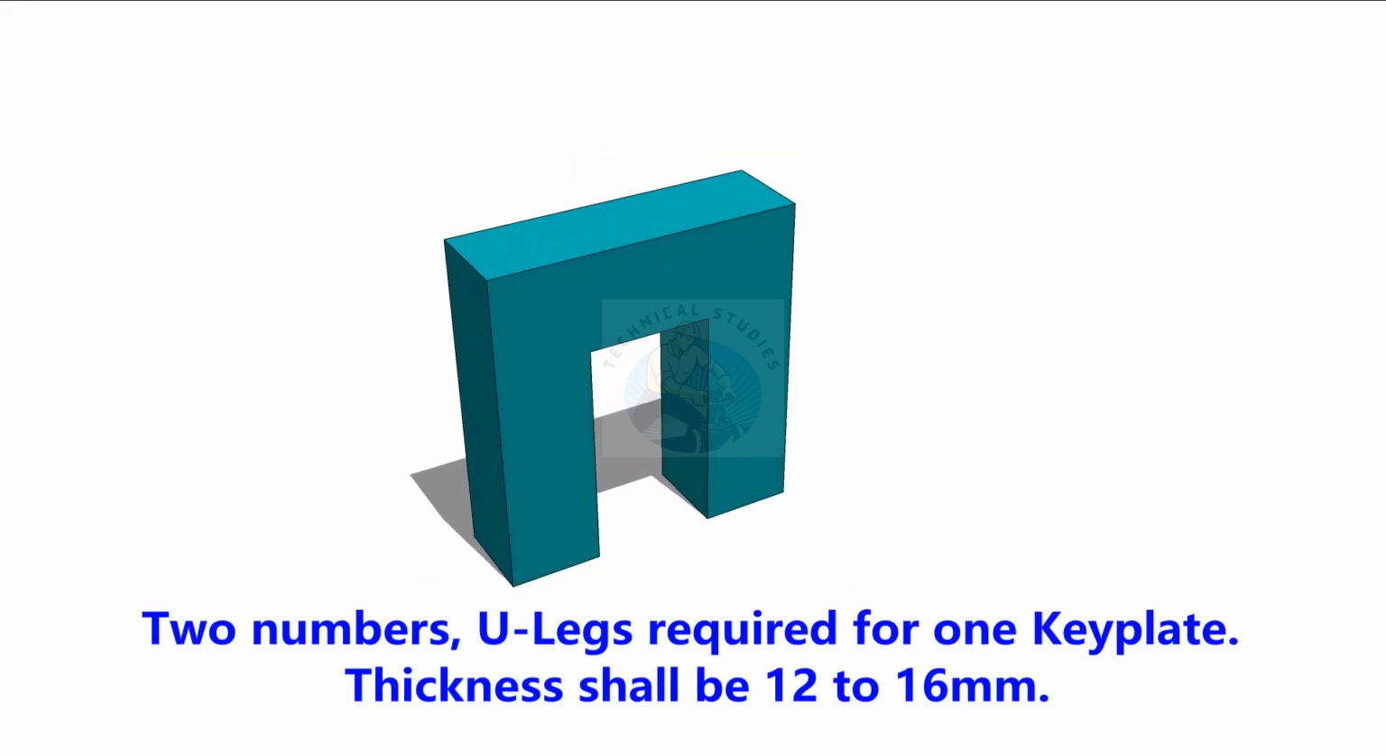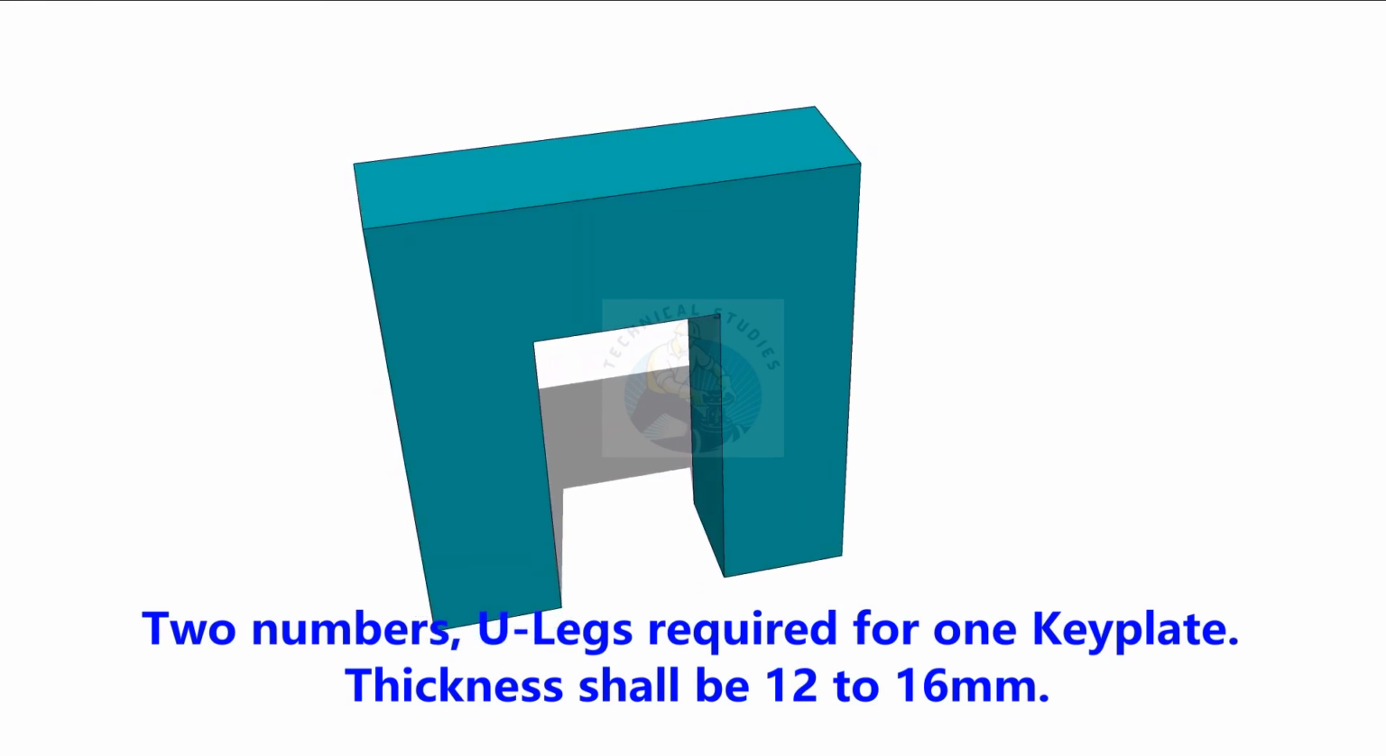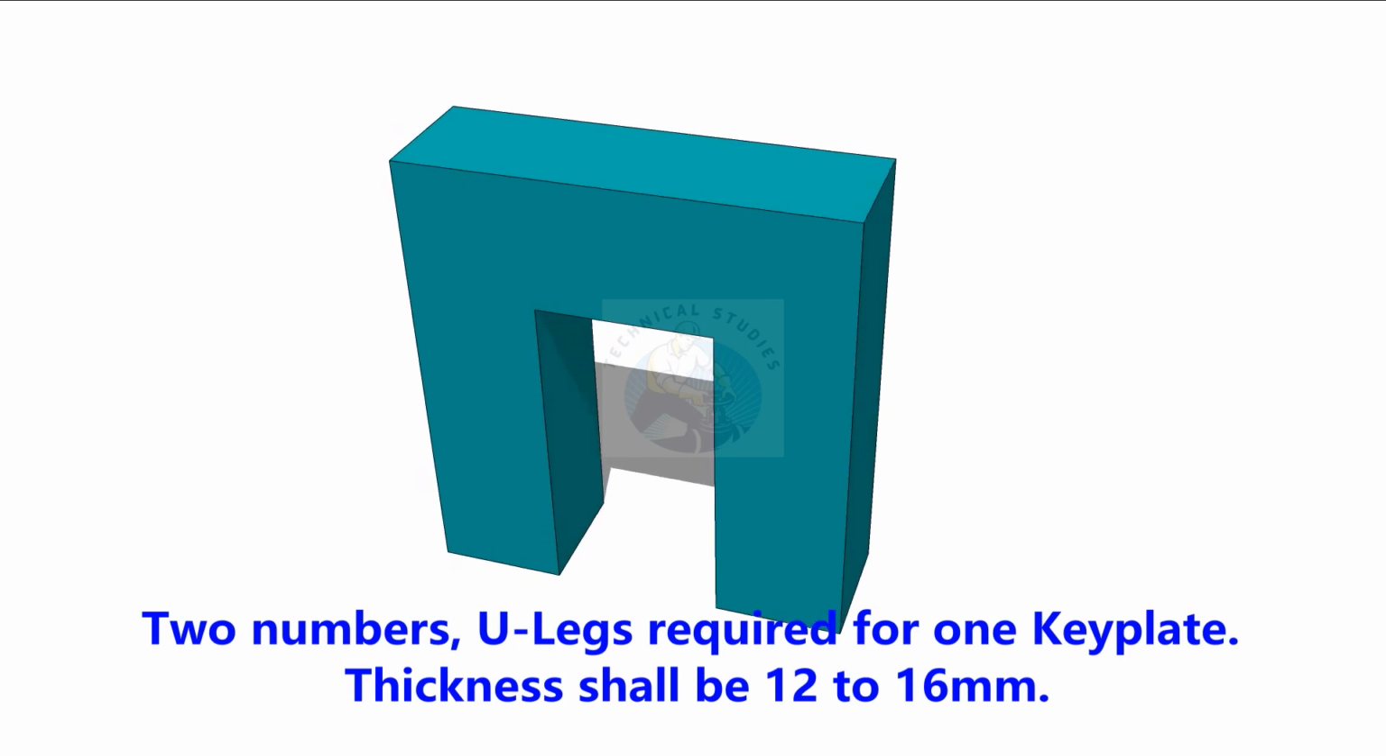Two numbers of U legs are required for each keyplate. The thickness shall be 12 mm to 16 mm.